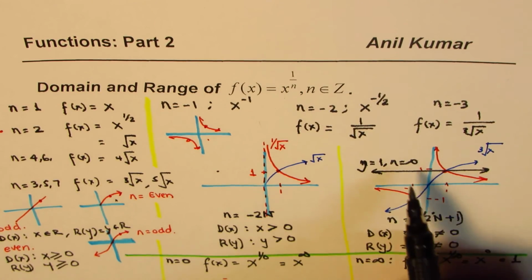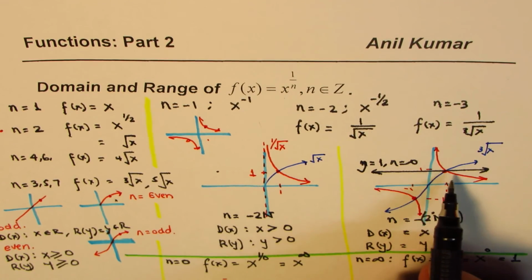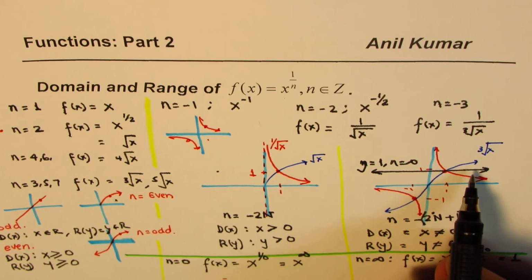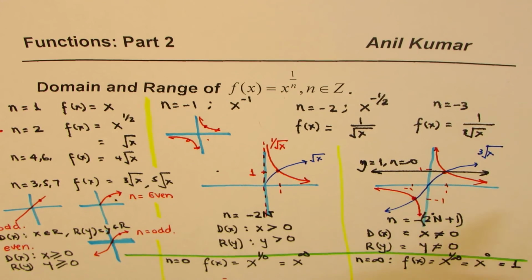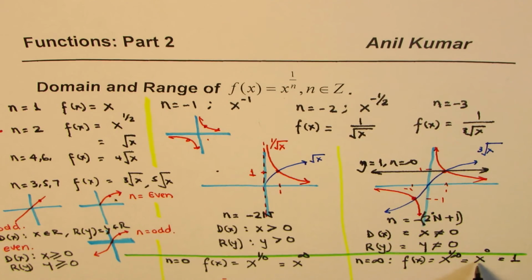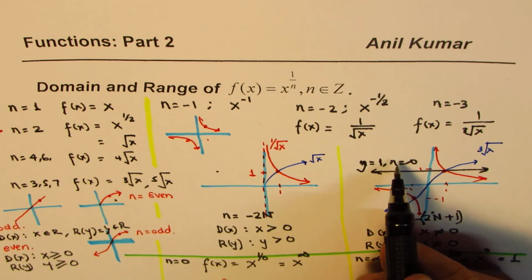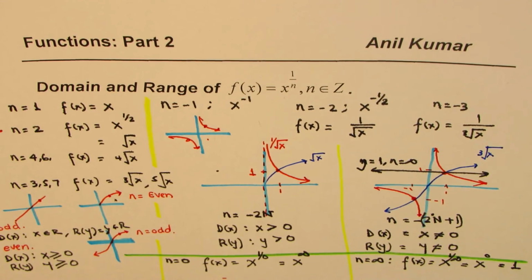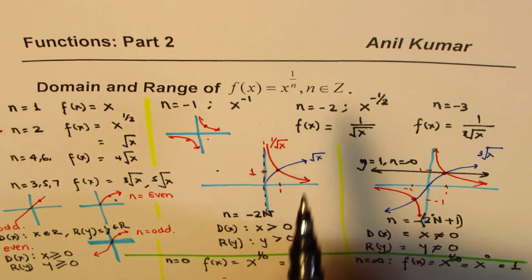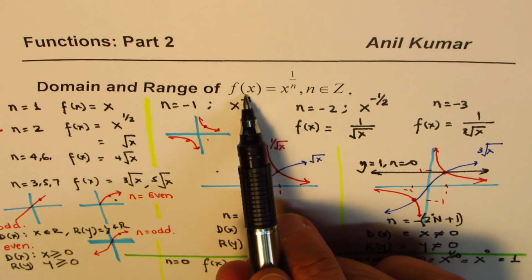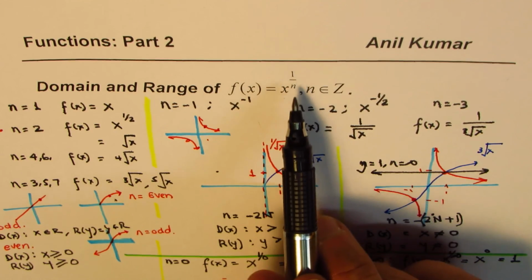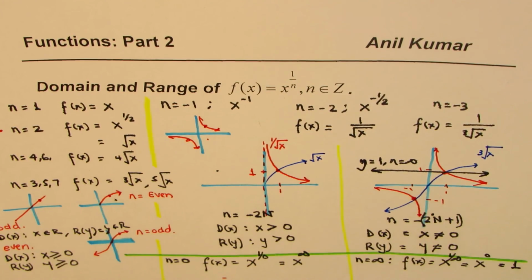So n could approach a very high value. In that case, what we will observe is that it will be kind of a horizontal line. 1 to the anything to the power of 0 is 1, right? So the value will be constant for each and every value of x, right? So that is the case. So I hope with this we conclude that for all integer values of n, the function f of x equals x to the power of 1 over n will be one of these kinds.